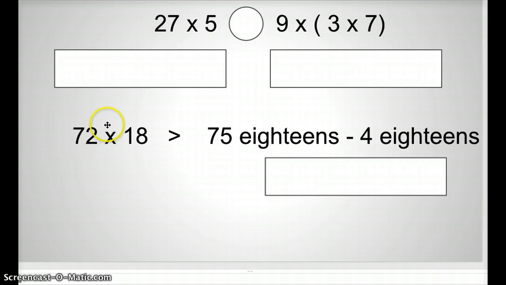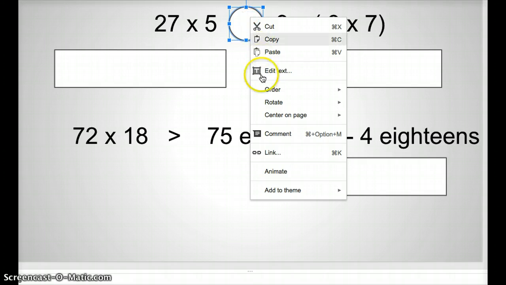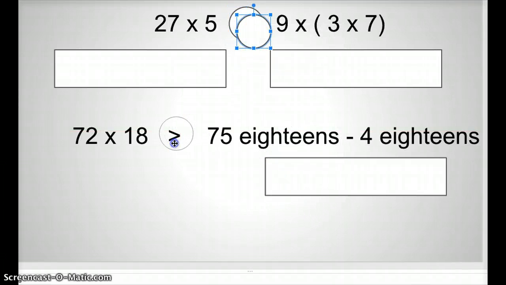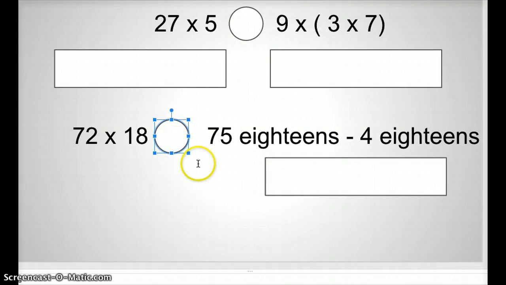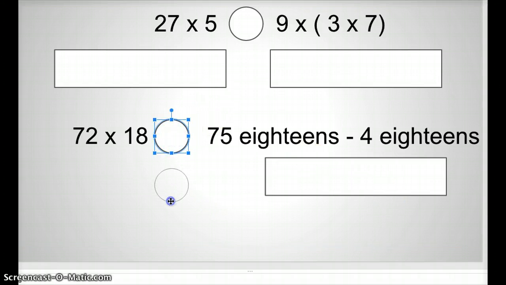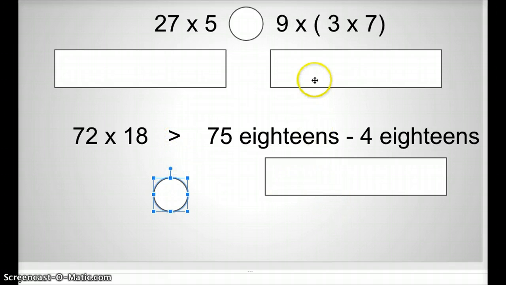Anyways, here is another one. I want you to try to decide whether, let's do this top one first, 27 times 5 and 9 times 3 times 7. What symbol, oops, I gave you the answer there. Maybe you didn't see it, but you still have to explain it. So I'll even just undo it. So then you know this one's good, but I want you to explain why over here.